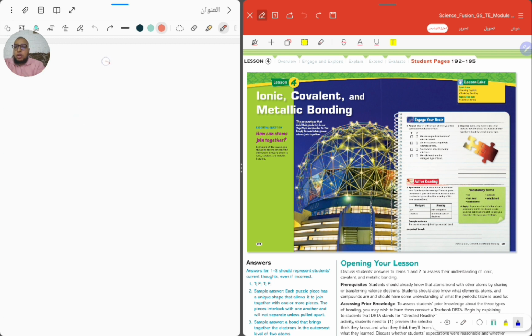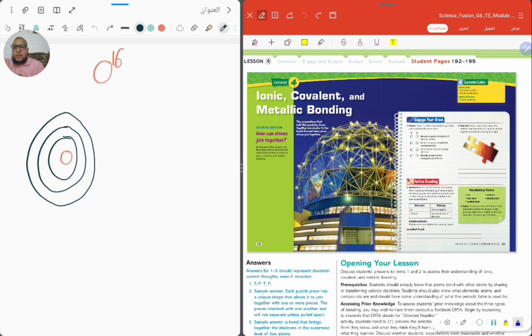Oxygen, as an example, has 16 electrons. So if I make a simple model for it, the first level has 2 electrons, the second has 8 electrons, that is 10, and 6 valence electrons. So 2 here, then 8, 1, 2, 3, 4, 5, 6, 7, 8, and the last one 6, 1, 2, 3, 4, 5, and 6.